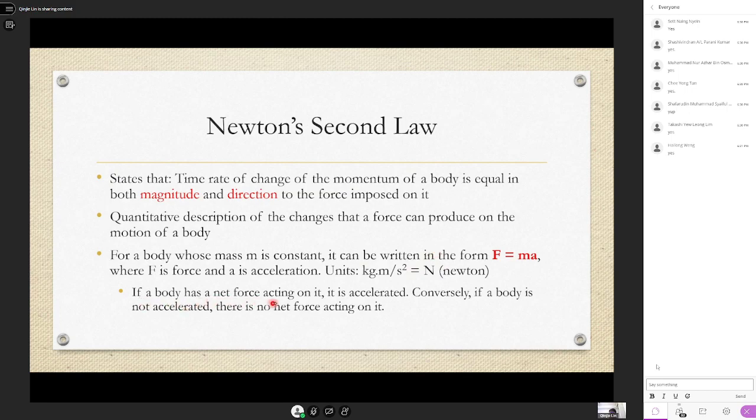If a body has a net force acting on it, it is accelerated. This is just trying to describe this equation. If you look at this equation, if there is a value for F, and m is constant, our mass always stays the same. So if there is a positive value for F, there must be a positive value for a. They are related. Conversely, if a body is not accelerated, there is no net force acting on it. The equation describes the same thing: if a is equal to 0, then F will be equal to 0. So for the second law, just remember it is F equals ma.